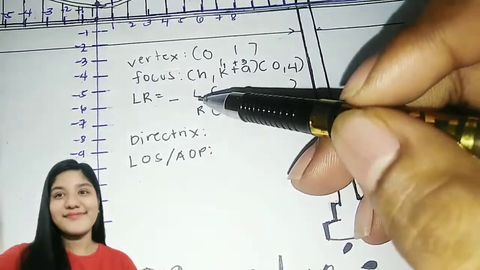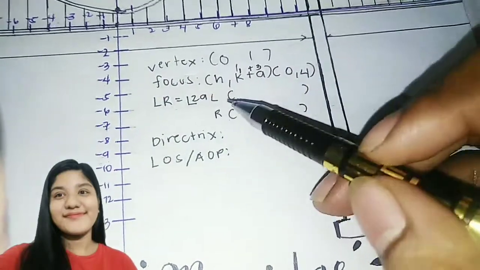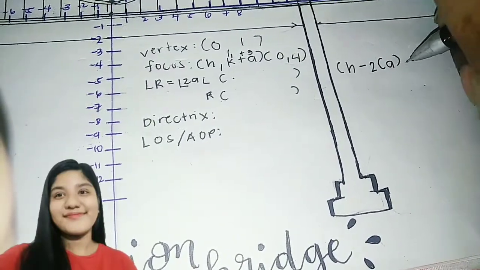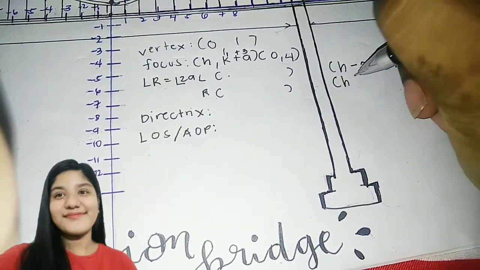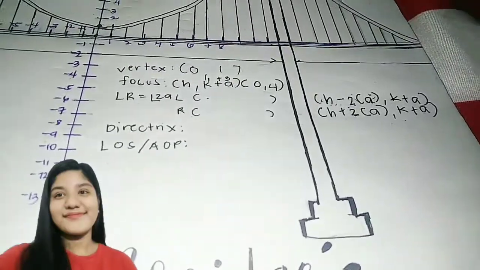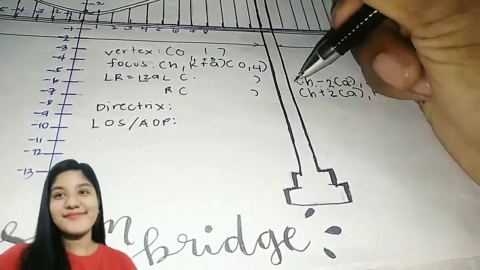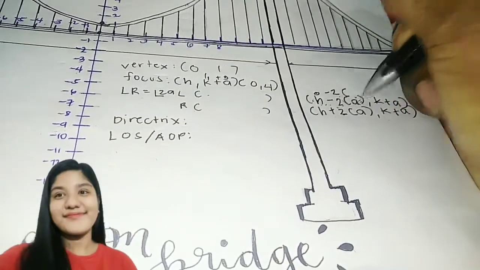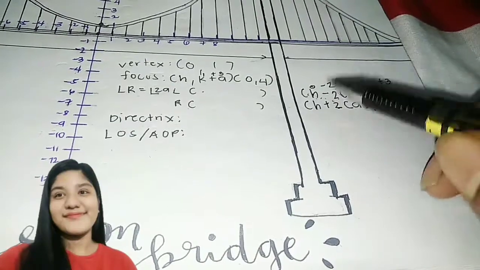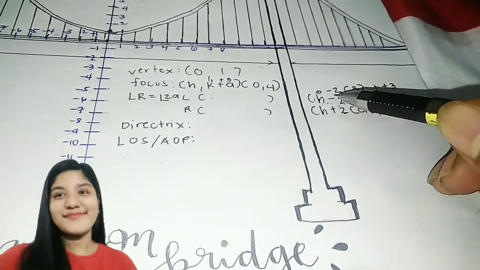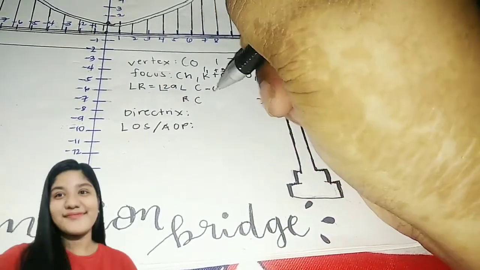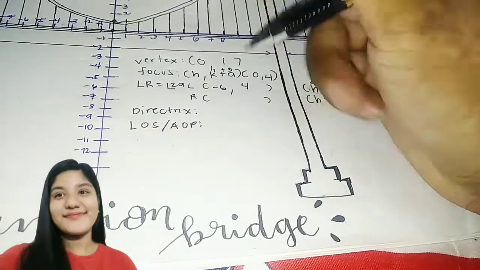So sa ating namang latus rectum, 12a, or ang ating lap is, ang formula niya is h minus 2 times the quantity of a and k plus a. Sa ating right, h plus 2 times the quantity of a, k plus a. So in order to solve for our L, kailangan h, which is 0, minus 2, ang ating a is 3. Tapos ang ating k ay 1 plus 3, same as this one. So una muna natin gagawin dito is ito times natin yung negative 2 sa a. So negative 2 times 3 is negative 6. Negative 6 minus 0 is negative 6 pa rin siya. So negative 6 and 1 plus 3 is 4. So ayan po ang ating L, negative 6 and 4.